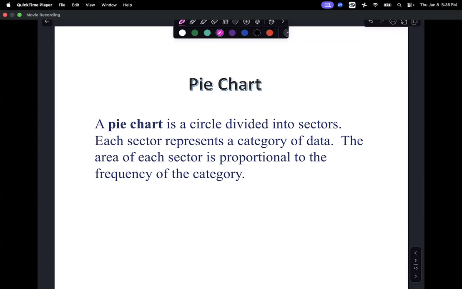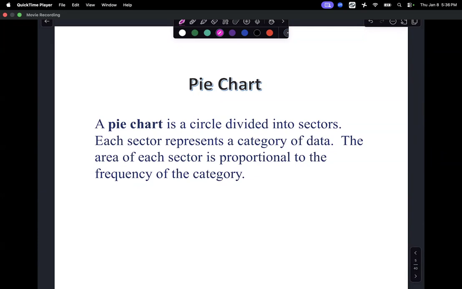They're a great way to quickly see which section has more. I really like pie charts. We are not going to do them by hand. Doing them by hand is a lot of work. So we're going to be doing them in Excel, but we're not going to do them by hand.